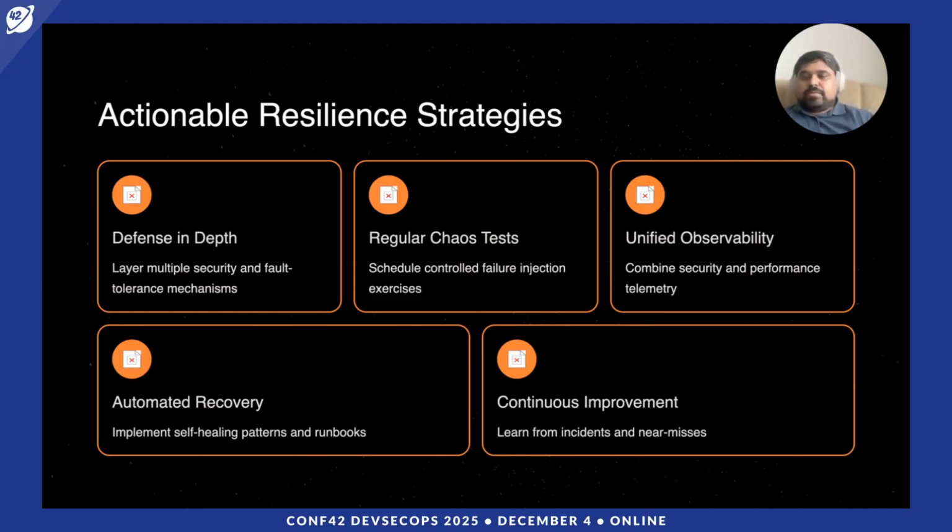The first strategy, defense in depth: layer multiple security and reliability controls. Don't rely on a single control. Example, layered: network firewall, then rate limiting, and then layer 3, circuit breaker, which stops cascading failures. Layer 4, retry with backoff, for transient failures. Layer 5, redundancy. Layer 6, automated failover, so you can check all health checks. Layer 7, chaos testing, which validates layers 1 to 6.